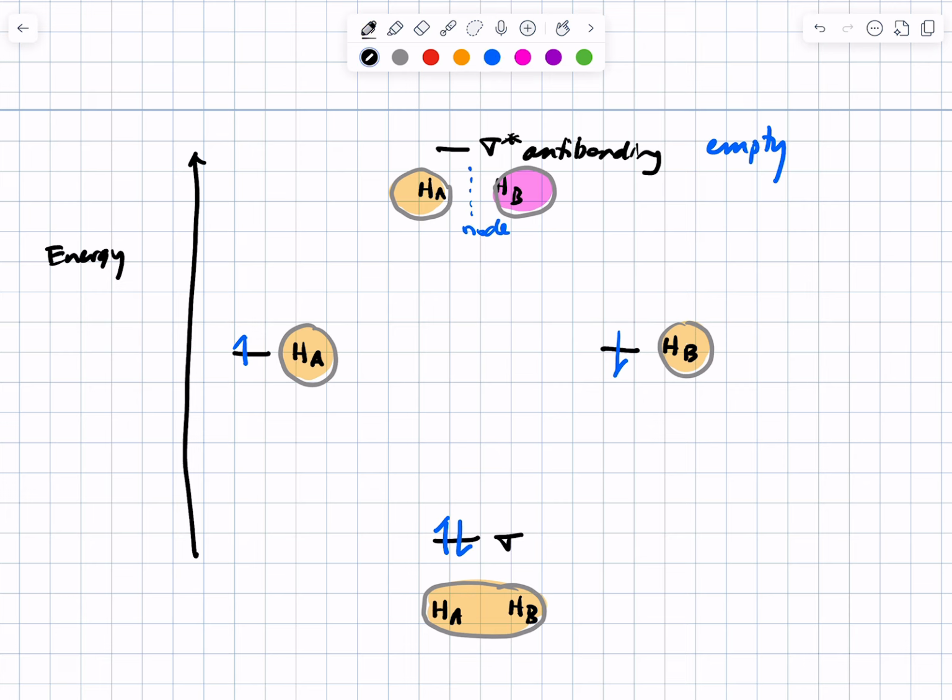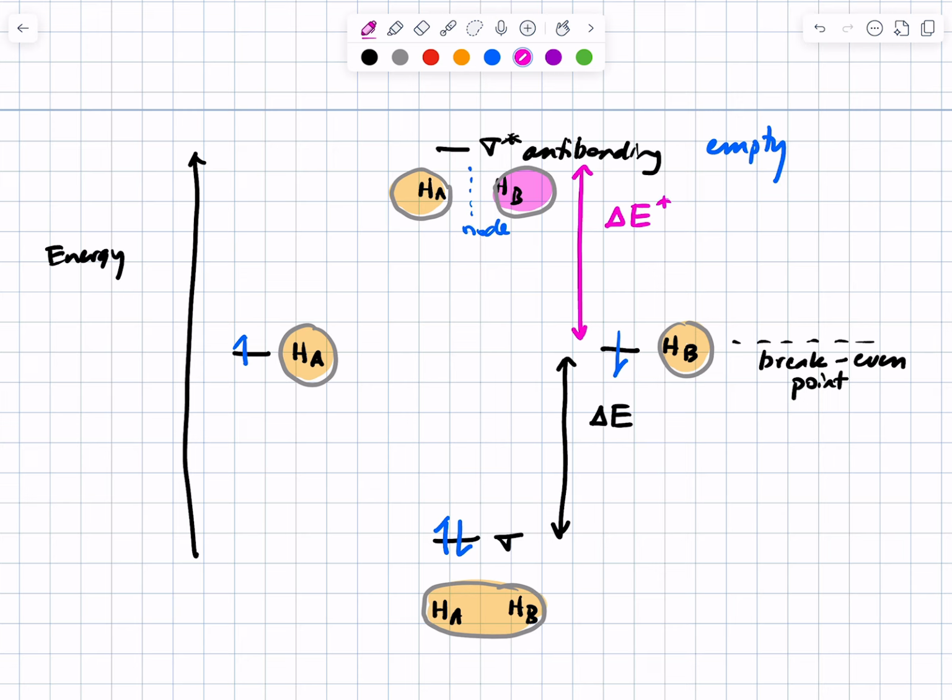So the bond strength is this difference in energy between the bonding orbital and our break-even point, which is the energy level of the starting atomic orbitals. This is the energy that is released when you form a bond, and this is the energy you have to put into a system to break a bond. It turns out the antibonding orbital is higher in energy than that break-even point, and that difference is actually bigger than the difference in energy for the bonding orbital.